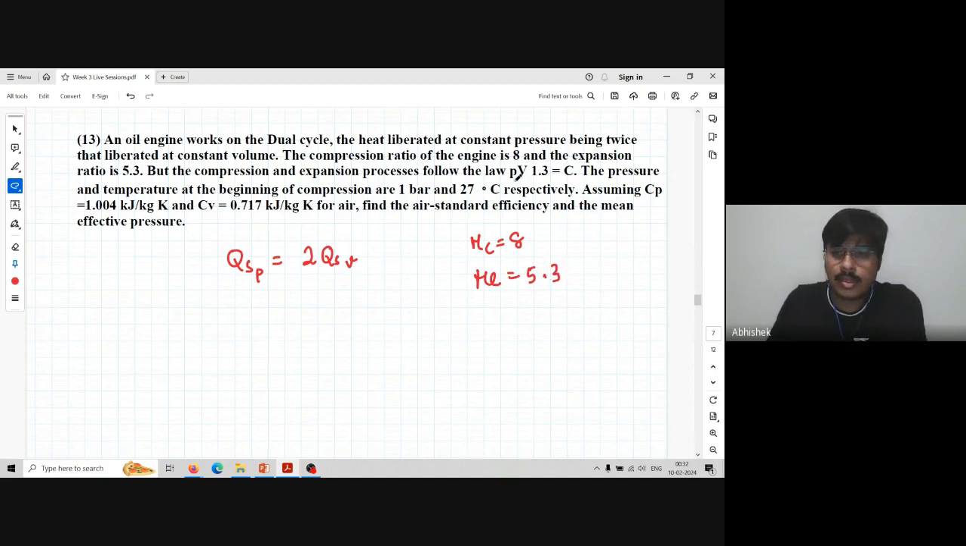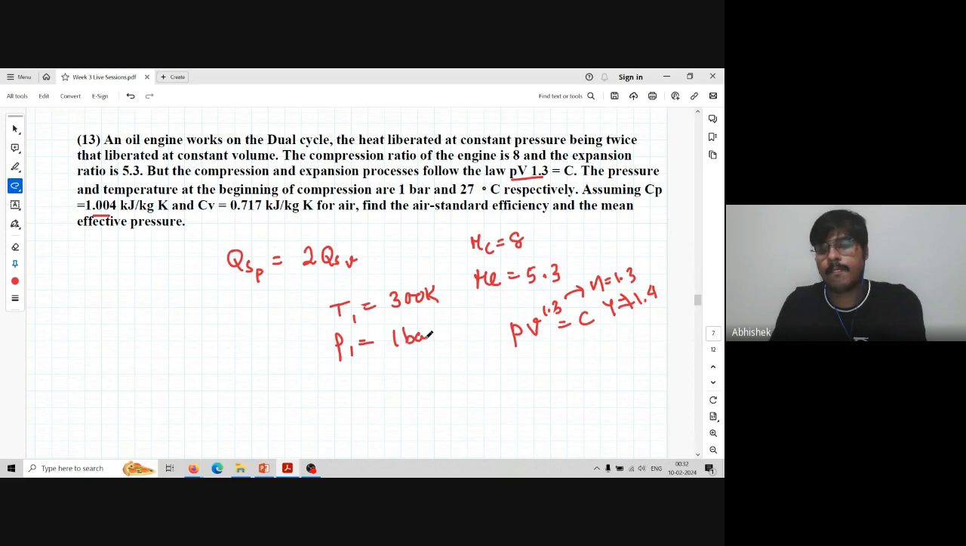The only change here is PV to the power 1.3 is constant. Sorry about this. It is PV to the power 1.3 is constant. Only you have to follow now, instead of gamma, you have to take n is equal to 1.3. You cannot take gamma is equal to 1.4 now. You have to take 1.3. Cp is given, Cv is given. That is very sure. And T1 is given as 300 Kelvin, P1 is given as 1 bar. Okay.